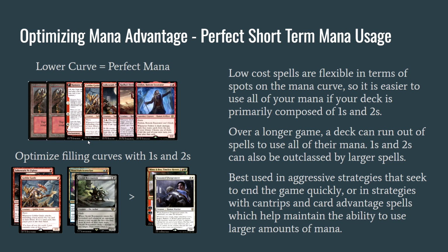If you've got a hand that looks like this, Mountain, 3 1-drops, 2 2-drops, you're probably going to be able to use all of your mana every single turn because you have a bunch of cheap spells that can fit whatever you want on the curve.